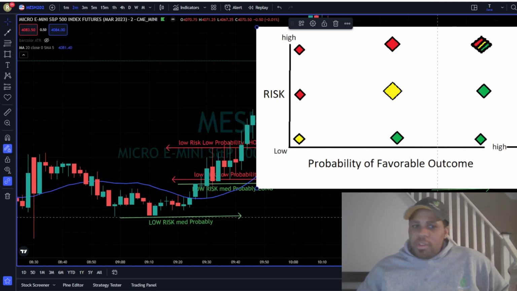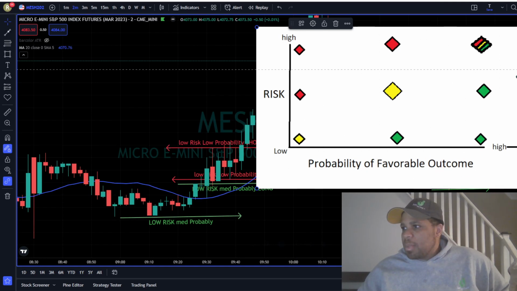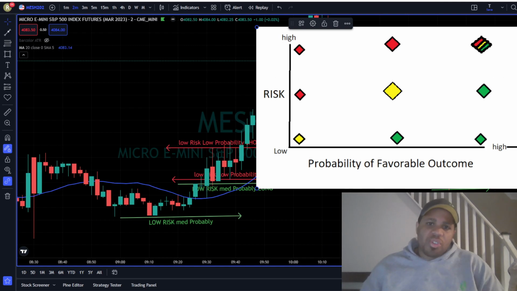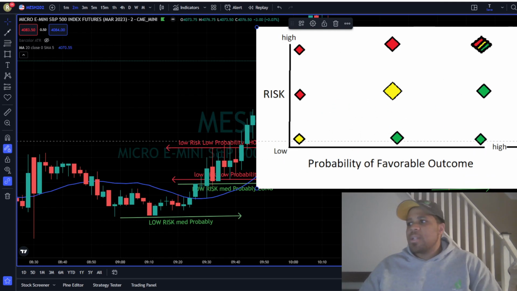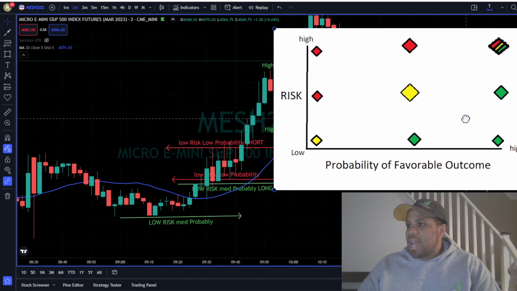So we're going to go over how you structure your trades, the options that you have when you're structuring your trades and you're looking at a chart, and what makes something high risk or low risk or high probability and all that, okay? So we're just going to move this to the side real quick.